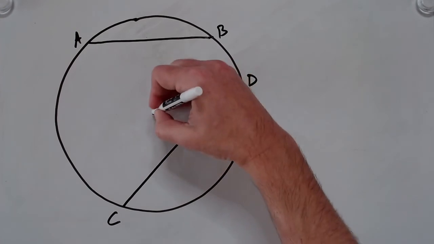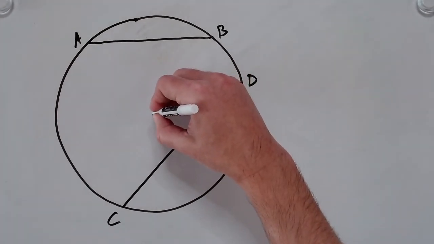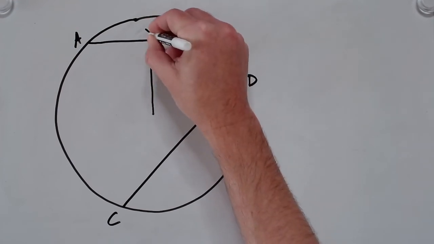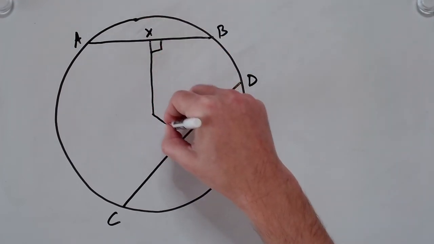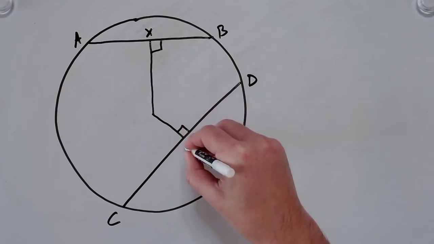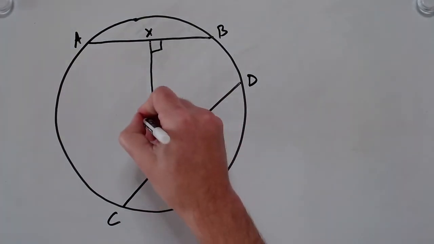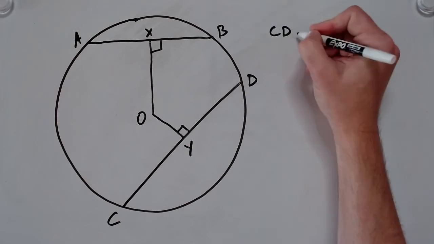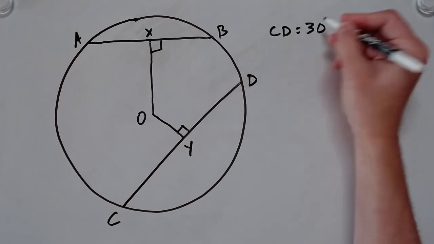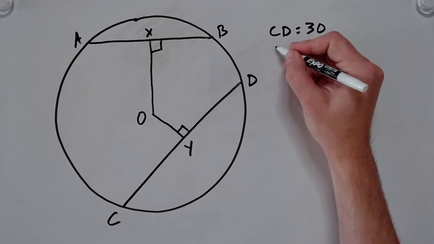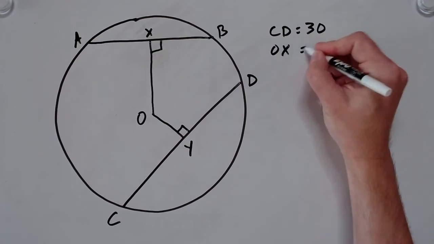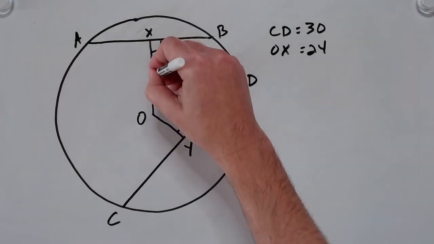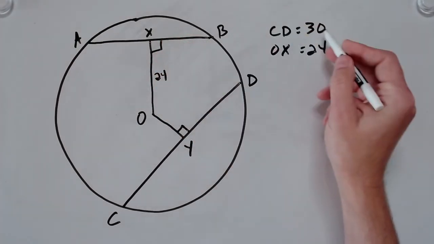And then what we're going to do is connect this. So it's perpendicular. And this is X. And connect this. So it's perpendicular. And this is Y. And of course, good old O. We're going to say that CD, so the measurement of CD, is 30. And OX is equal to 24. So I'm just going to write that in there right now. This is 24, and CD is 30.